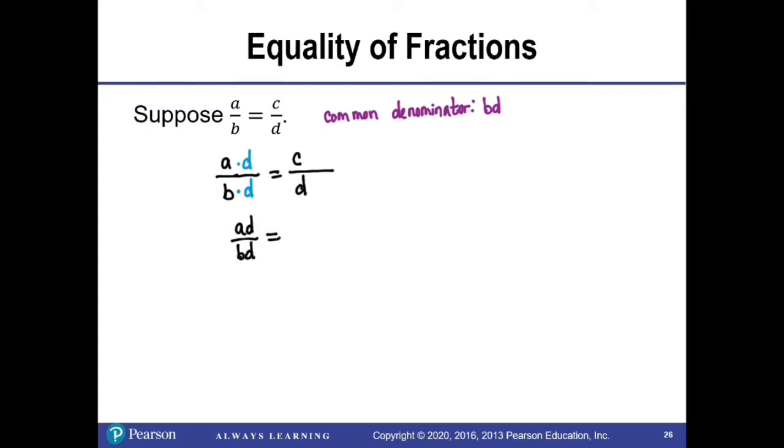In the second fraction, I need to multiply the denominator by b, and if I multiply the denominator by b, I multiply the numerator by b. That gives us BD on bottom. Remember, the order that I multiply doesn't matter. And that gives us BC in the numerator. Notice here that my denominators are the same, and so we have AD and BC in the numerators.